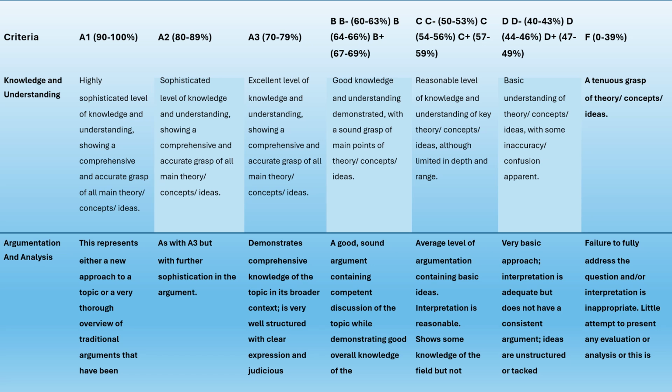If we look here at A1, which is the highest grade, it says highly sophisticated level of knowledge and understanding, showing a comprehensive and accurate grasp of all main theory, concepts, ideas. And if you compare that with A2, sophisticated level of knowledge and understanding, showing a comprehensive and accurate grasp of all main theory, concepts, data. As you go down, for A3, it's an excellent level. For Bs, it's good knowledge and understanding demonstrated. For a pass, it's a reasonable level of knowledge. For a D, it's basic understanding. And for a fail, it's failure to grasp the theory.